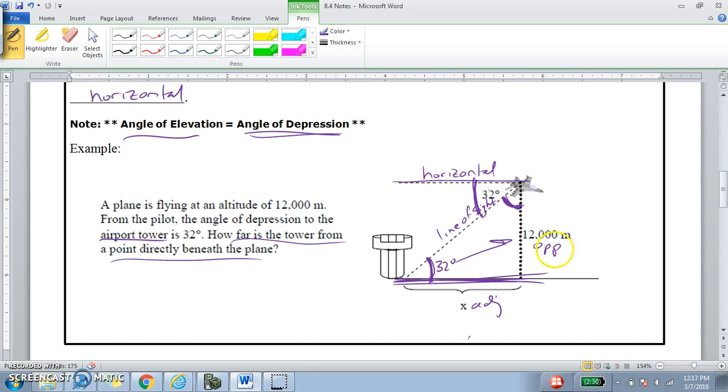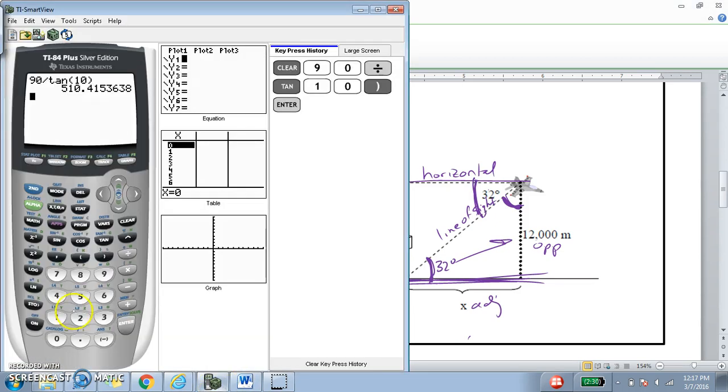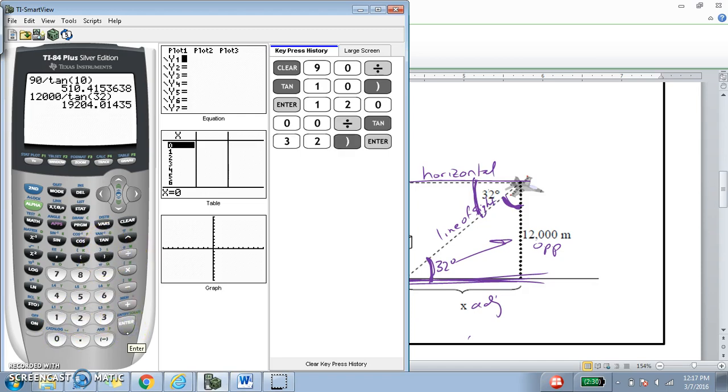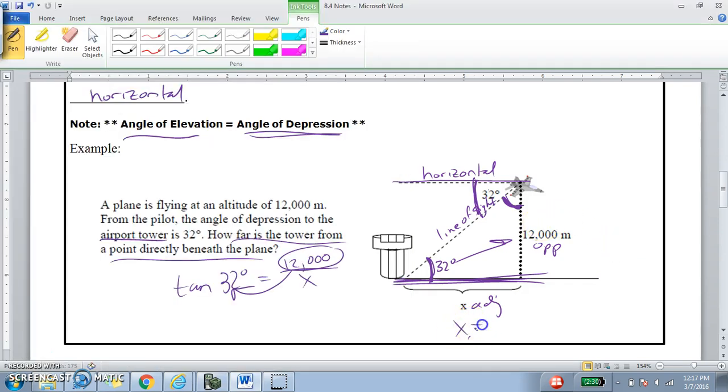So we would set this up, again, opposite and adjacent is tangent. So tangent of 32 degrees equals our opposite, 12,000, over our adjacent, which is x. When the variable's on the bottom, we're going to take this number divided by this number. So it's going to be 12,000 divided by tan 32. So I get 19,204 approximately. So x equals 19,204 meters away.